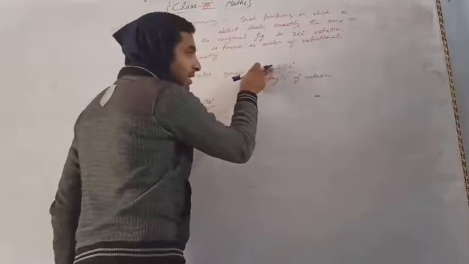So the order of rotational symmetry is equal to 360 degrees upon angle of rotation. Okay, so this is the formula of rotational symmetry.